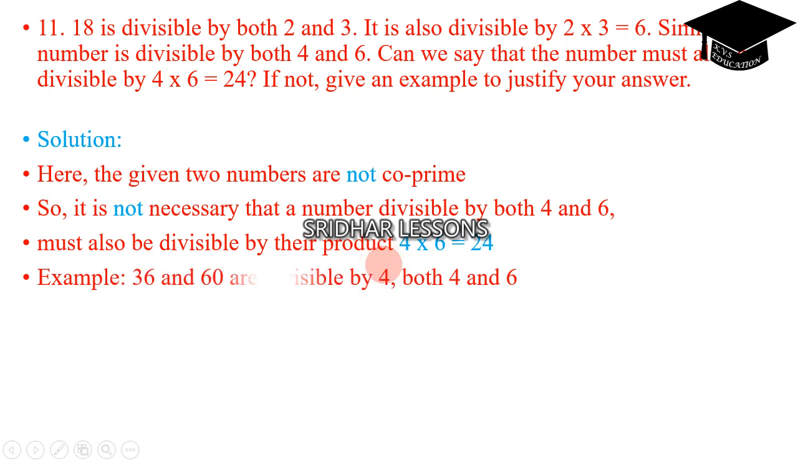Now we will see. Take the example 36 and 60. Okay. They are divisible by both 4 and 6. Right? But they are not divisible by 24. Have you observed? 36 and 60 are divisible by 4 and 6, but they are not divisible by 24 because 4 and 6 are not co-prime.